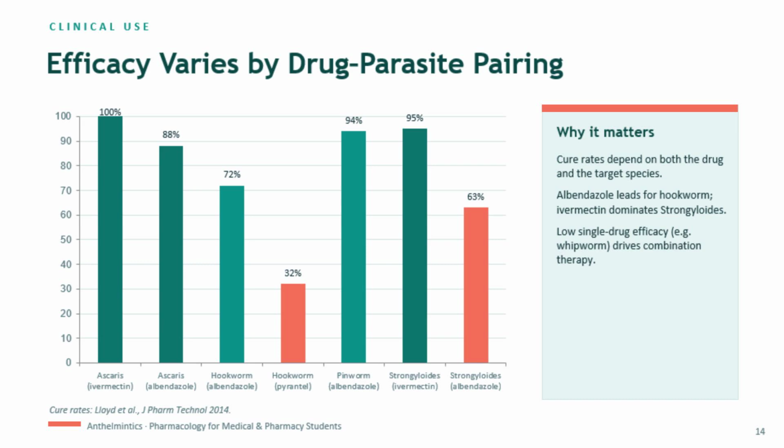Pinworm is easy, about 94% with albendazole. And for strongyloids, ivermectin's 95% clearly beats albendazole's 63%. So the takeaway is twofold: match the drug to the species, and notice that where a single drug performs poorly, as it does with whipworm, that's precisely why we turn to combination therapy.